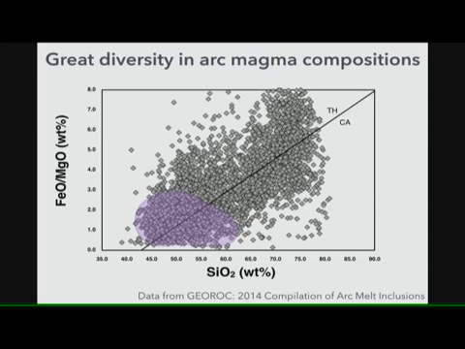These are the most primitive magmas that are generated in arcs. And when I say primitive, I mean things that have left the mantle with very little alteration on the way to the surface. So they haven't had very many crystals formed out of those liquids, and they haven't assimilated a lot of material on the way to the surface in the lithosphere or the crust.